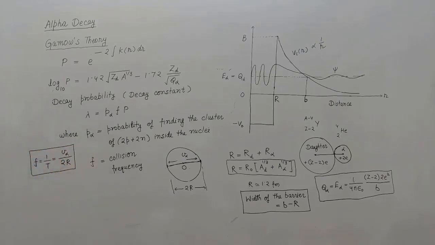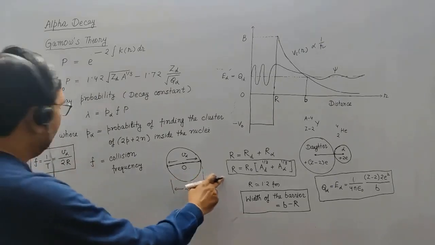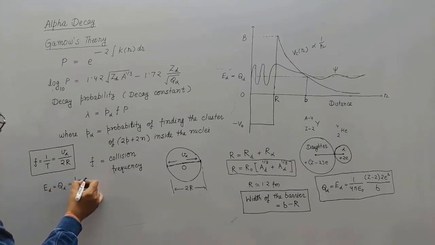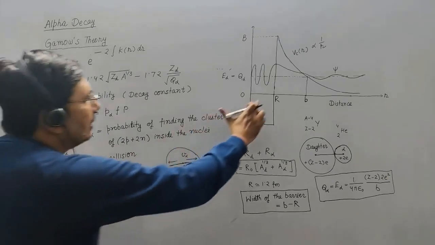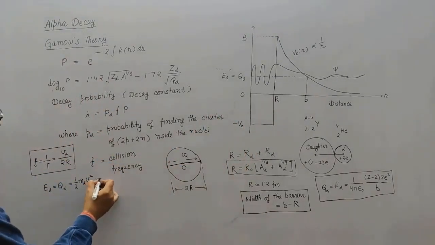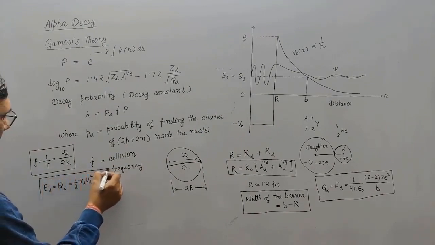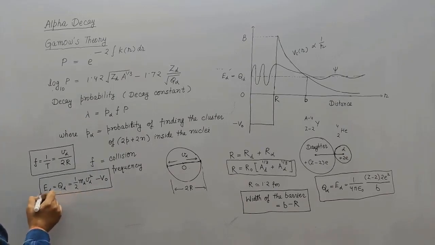How can you estimate this V alpha? R we can calculate from here, but how can you calculate V alpha? This can easily be calculated from the total energy of the alpha particle. E alpha is equal to Q alpha, and this will be equal to the kinetic energy of the alpha particle, half m alpha V alpha square, plus potential energy, which is minus V naught. With the help of this formula, one can estimate the V alpha, and in this way you will find out this F.